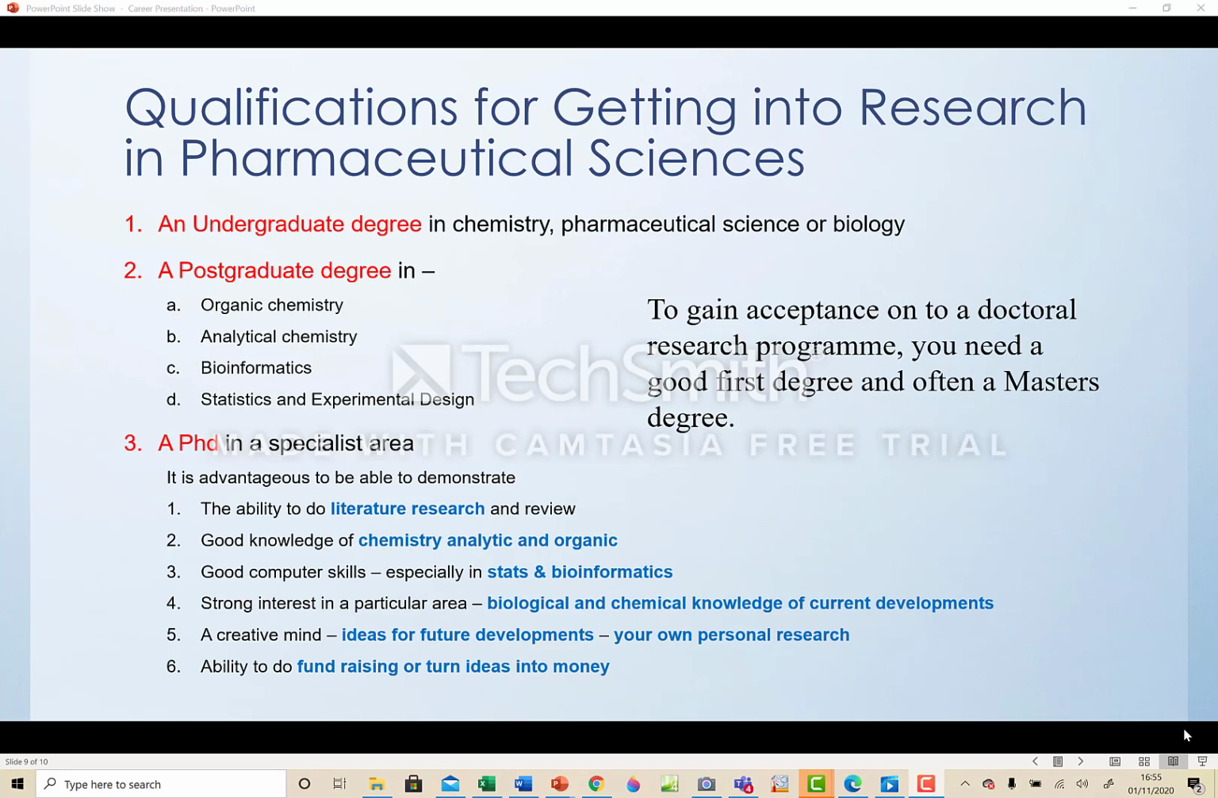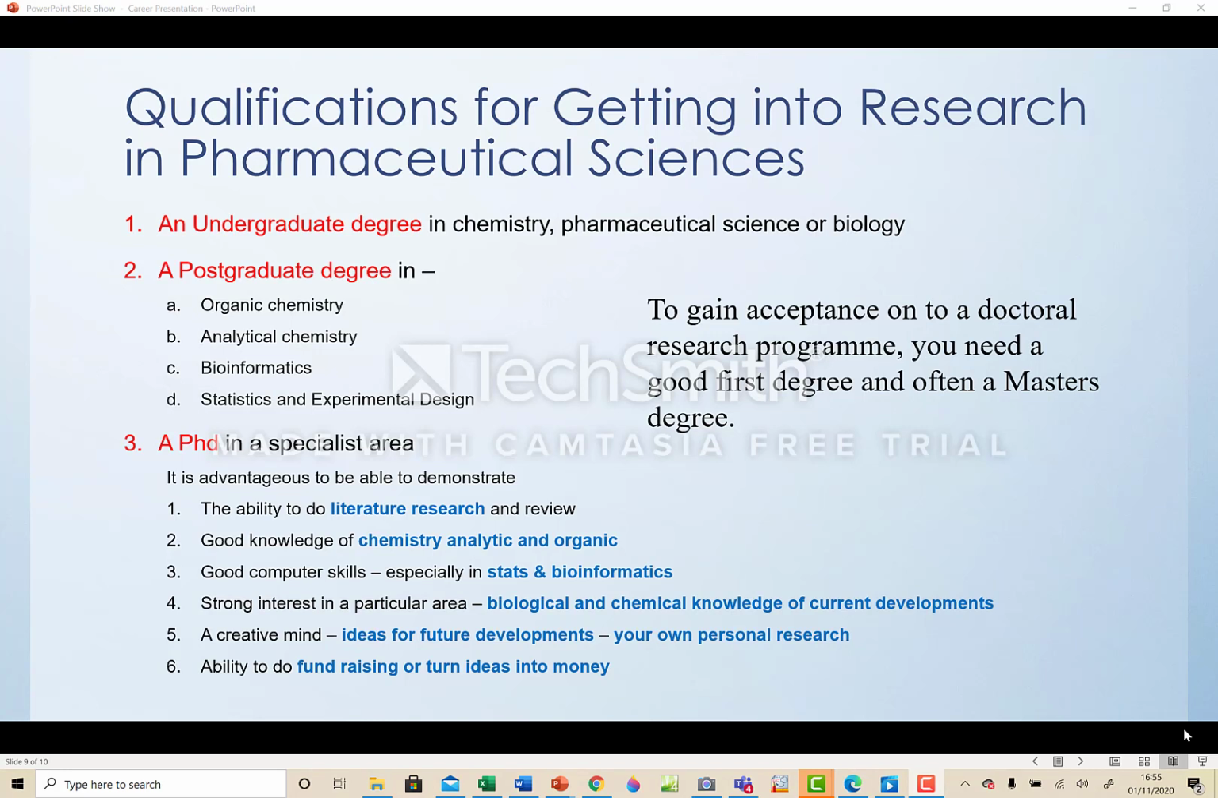It's also advantageous to be able to demonstrate a good knowledge of analytical and organic chemistry, good computer skills, especially in statistics and bioinformatics, and a strong interest in a particular area, such as biological and chemical knowledge of current developments.